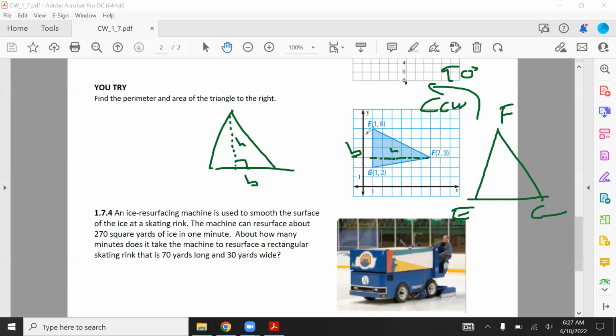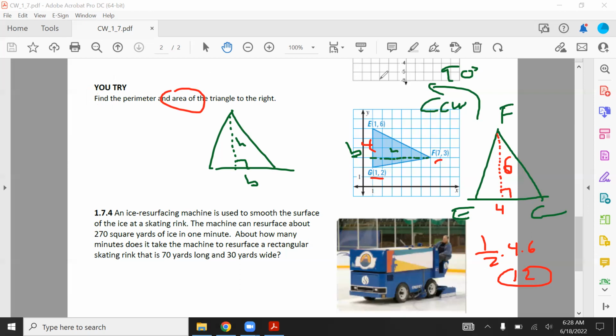So the base here is going to be length of 4. Did it earlier, sorry. It is early in the morning here. And the height is going to be 6, because you're going from 1 to 7. So 1/2 times 4 times 6 is 12. And that's my area. That's my area right there.